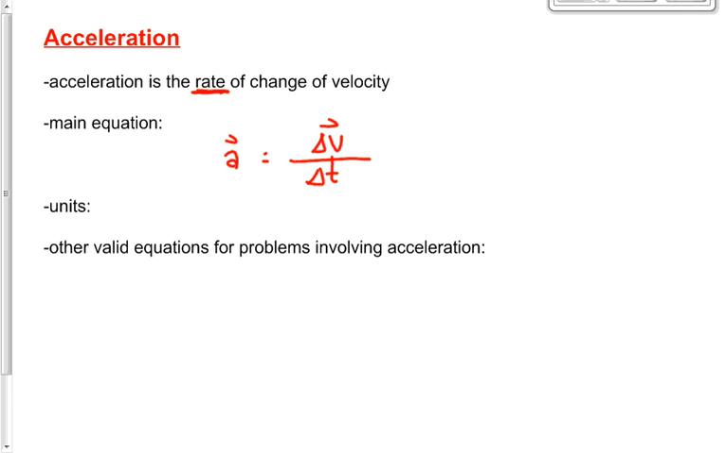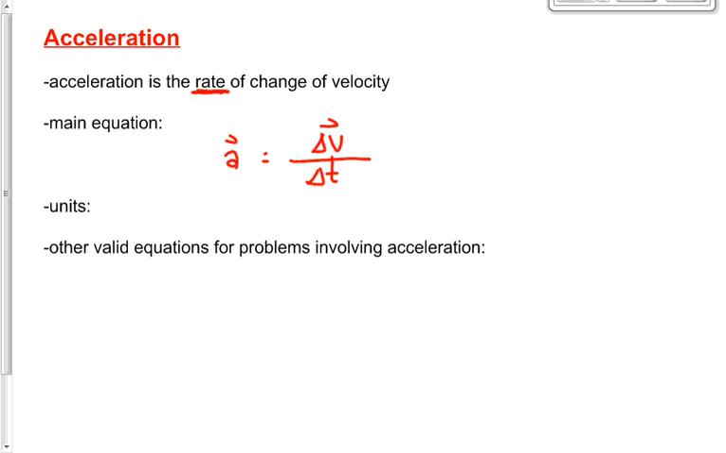Remember, this does not describe how fast something's moving. That's velocity. You can have a really high acceleration and be moving really slowly, or a really slow acceleration but be moving really fast. This is only how quickly the velocity is changing. Something that's moving really fast may not be changing its velocity at all. It may have an acceleration of 0.